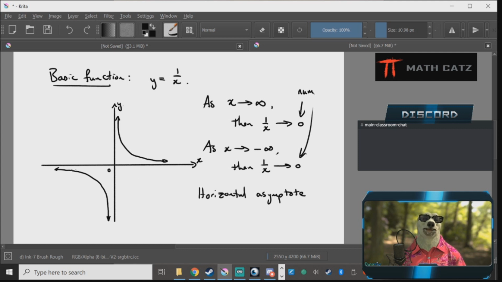Horizontal asymptote is this y value, and it's the line, in this case y equals 0.